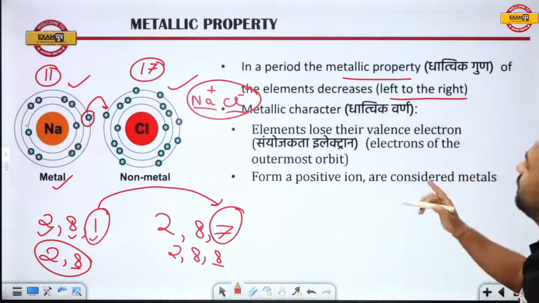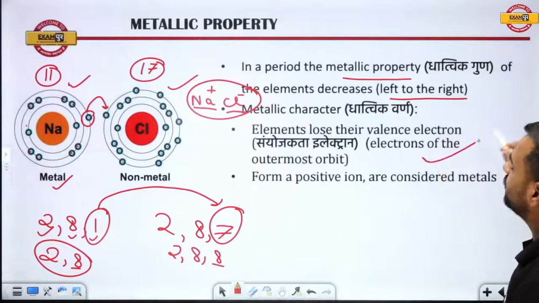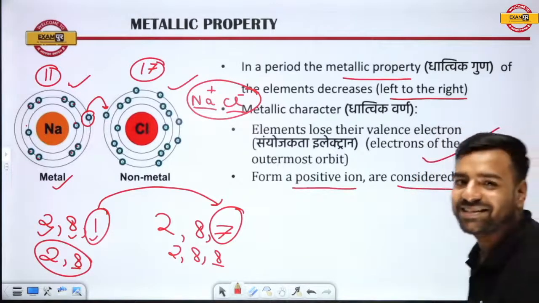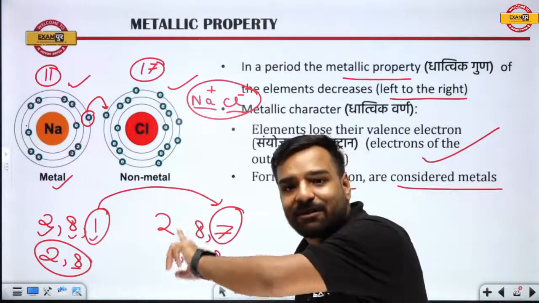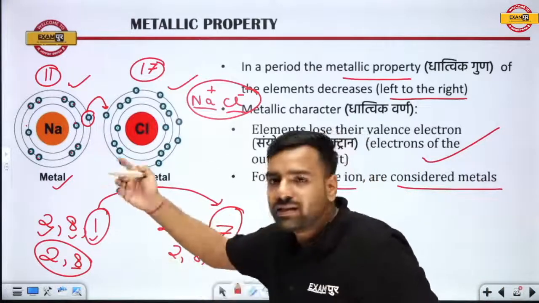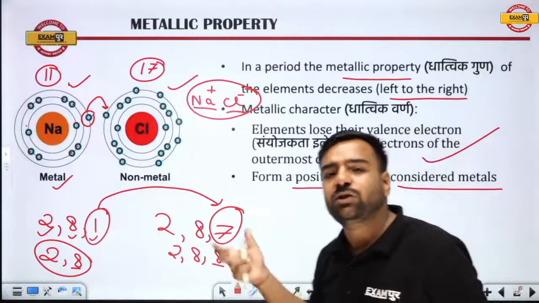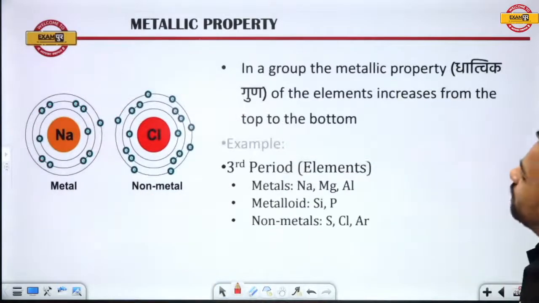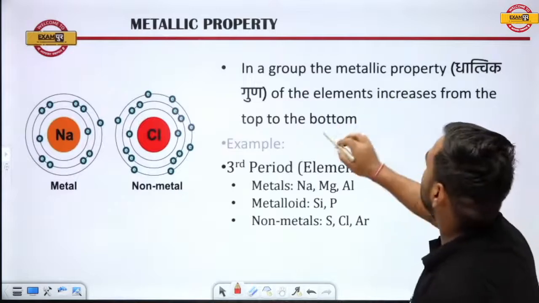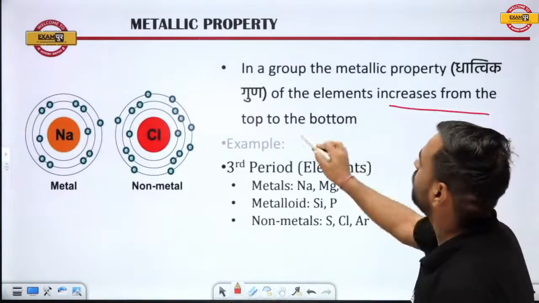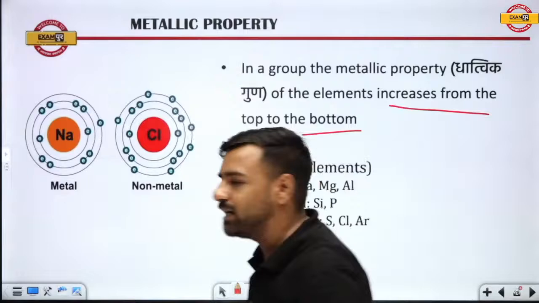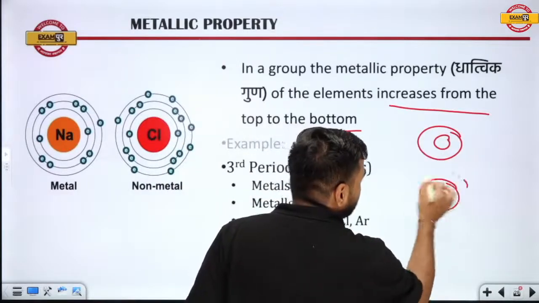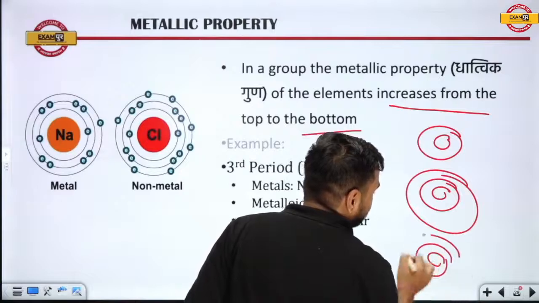So if I talk about the metallic character, elements lose their valence electrons in the outermost orbit and they form a positive ion and are considered as metals. Simple. The thing we have explained for the metal part here, the same logic which I have explained for the non-metal is going to come, that is non-metallic property. If I talk about metallic property in a group, the metallic property of the elements increases from top to bottom. Why? There's a reason behind it. If I talk about these shells, just have a look. The number of shells are increasing, right?